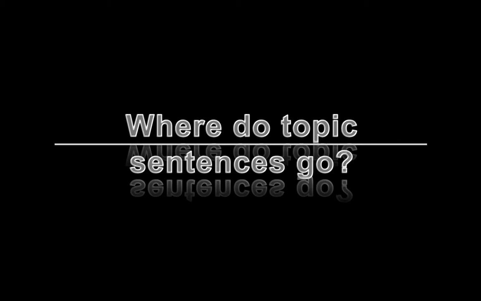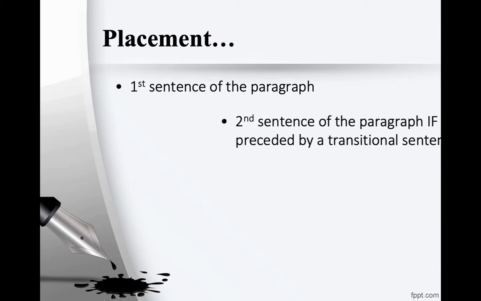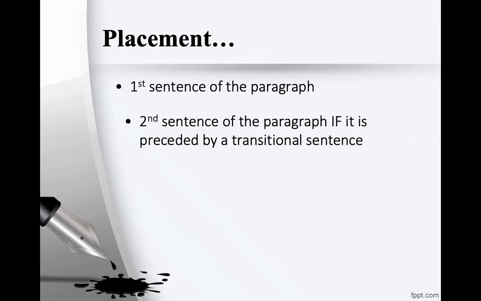Where should the topic sentences go in the essay or in the paragraph that they appear in? Traditionally, the topic sentence is the first sentence of a body paragraph. However, sometimes it can be the second sentence of a body paragraph if it is preceded by a transitional sentence. In this case, the topic sentence itself may not have a transition word or phrase at the beginning.